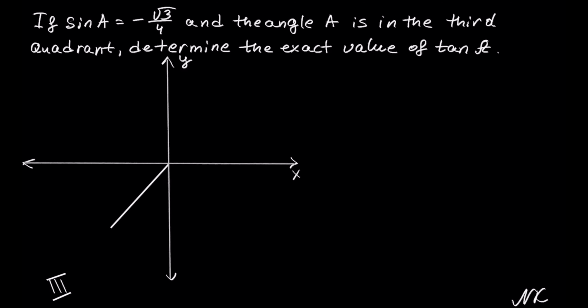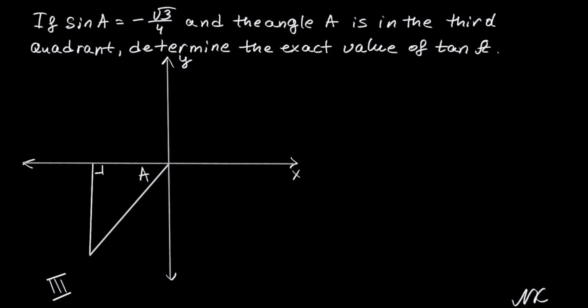So A would be around here. The reference angle is always made with the x-axis, so angle A is here. And if we drop a perpendicular to the x-axis, we will get our reference triangle. So this will be our right angle. Now we can label the sides.